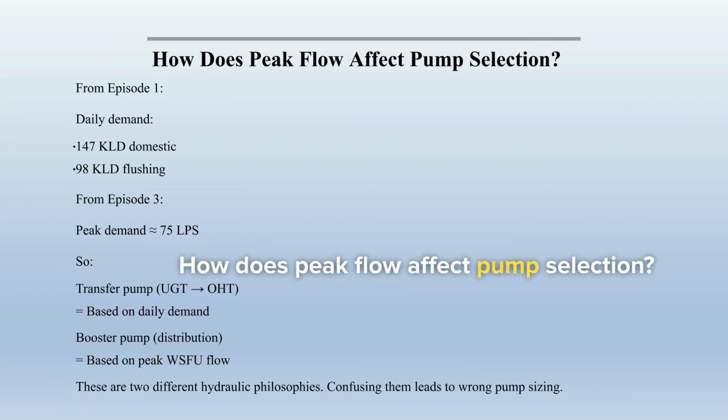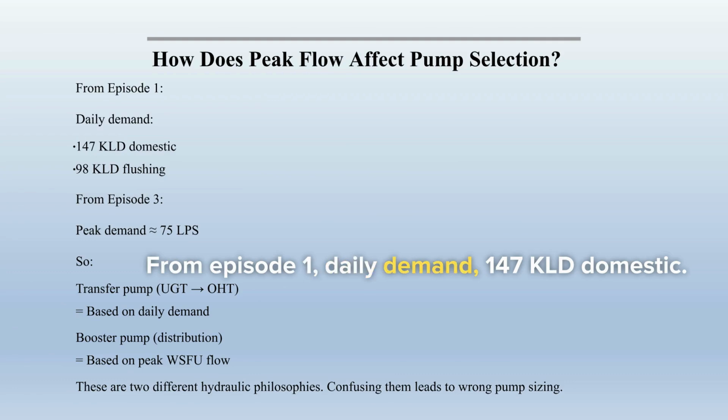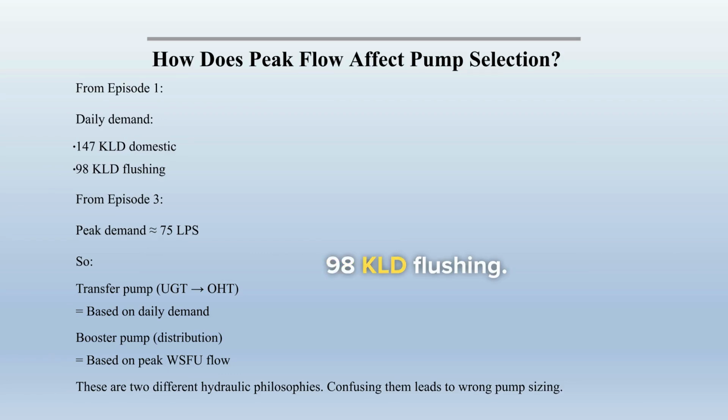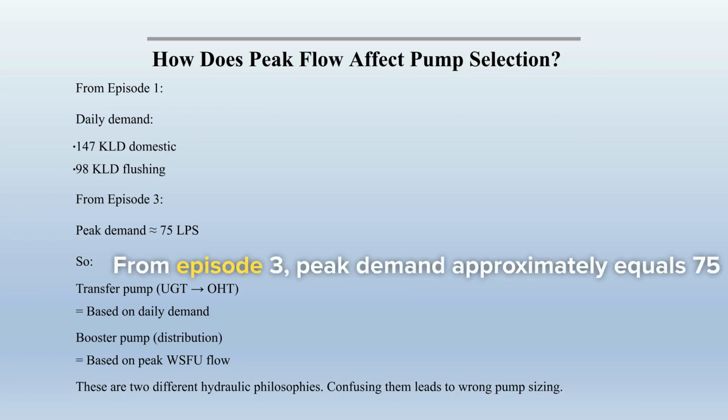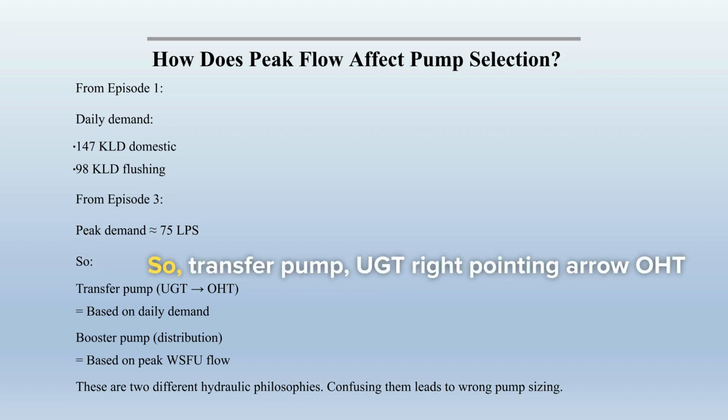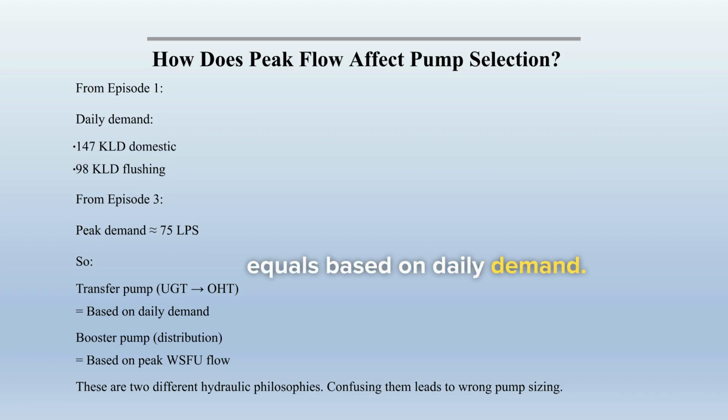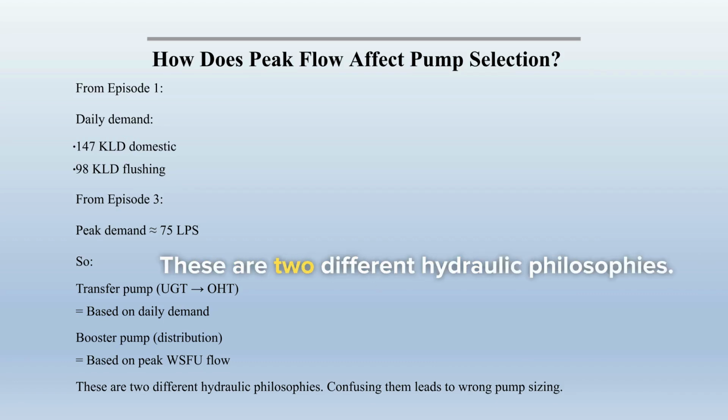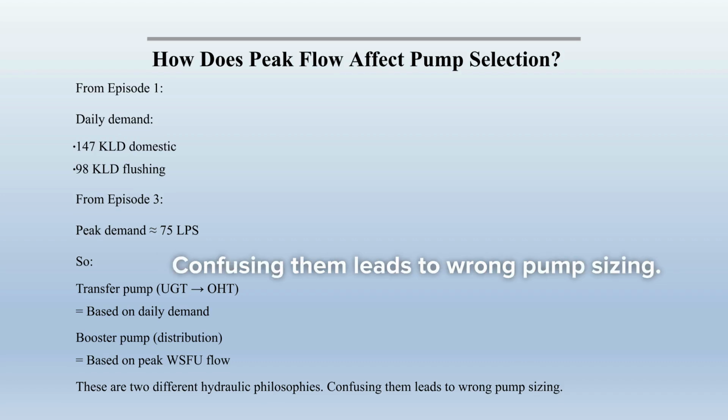How does peak flow affect pump selection? From Episode 1, daily demand: 147 KLD domestic, 98 KLD flushing. From Episode 3, peak demand approximately equals 75 LPS. So the transfer pump, UGT to OHT, is based on daily demand. The booster pump, for distribution, is based on peak WSFU flow. These are two different hydraulic philosophies. Confusing them leads to wrong pump sizing.